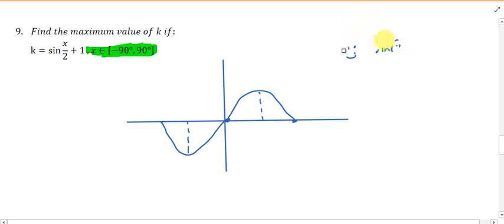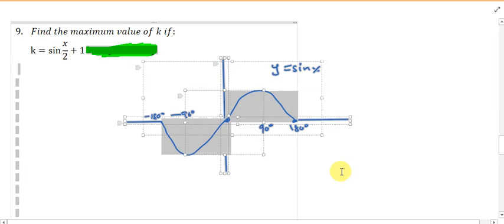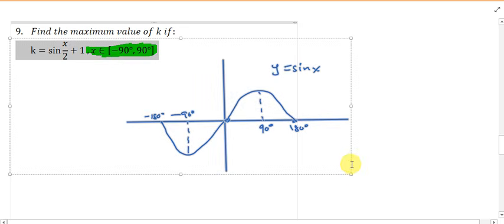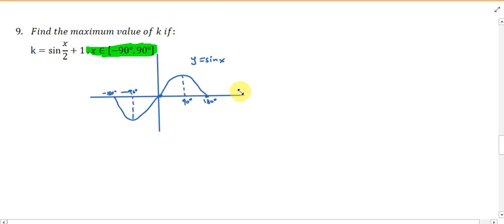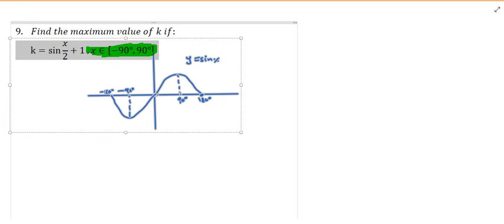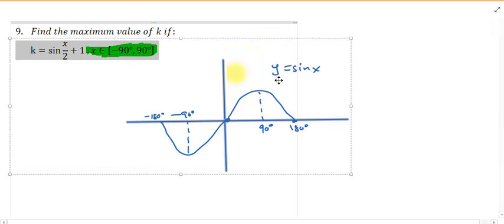sorry, let us look at sine x first. Let's look at this graph, y is equal to sine x. So remember you got 90 degrees here, 180 degrees there. You got minus 90 here and minus 180 there. That's your sine x graph. So just remember that. Right, so we just want to shift this. We got y is equal to sine x graph.